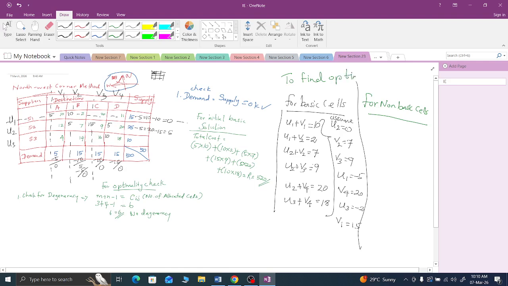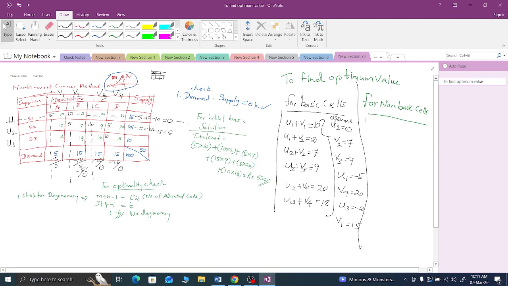Optimum value. We are doing this, right? So for non-basic cells, you know, this one is a non-basic cell. So no allocation there. So u1 plus v3 is 20. For non-basic cells, there is a condition.